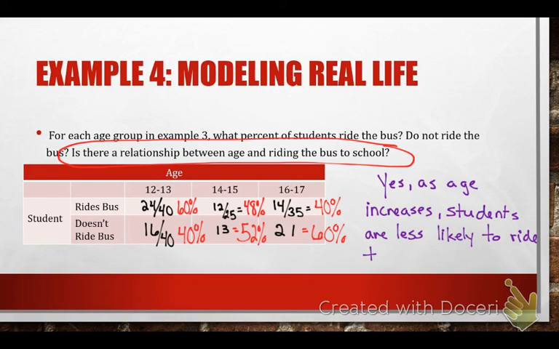12 to 13-year-olds would be younger than that. Yeah, of course. And that definitely makes sense. Okay, so that's it for 6.3.